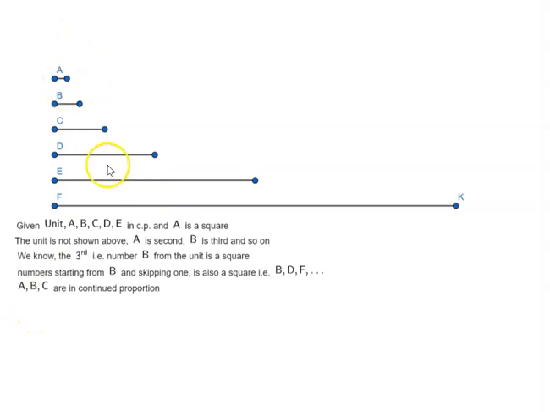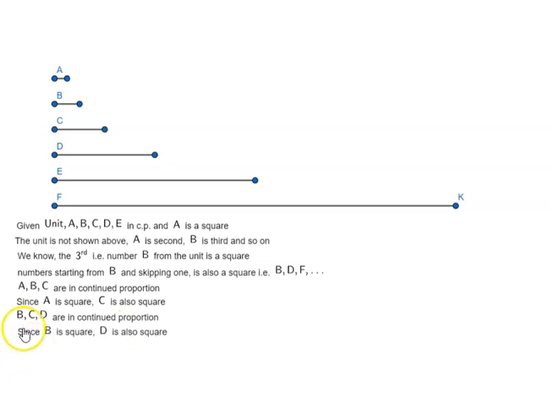So let's take A, B, C. Since the entire thing is in continued proportion, A, B, C is also in continued proportion. And we know that if three numbers are in continued proportion and the first one is a square, then the third one is also a square. So since A is square, C is also square. Next, we take B, C, D, which is also in continued proportion. Again, three numbers in continued proportion, and if the first one is square, then the third one is also square. So since B is square, D is also square.